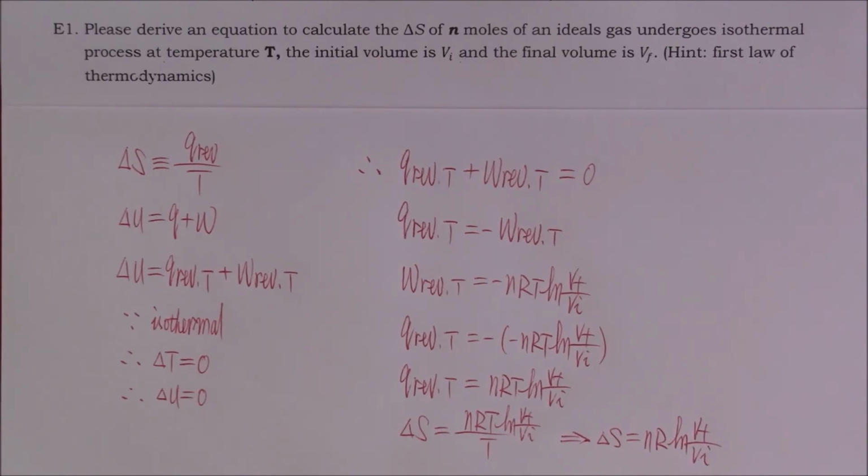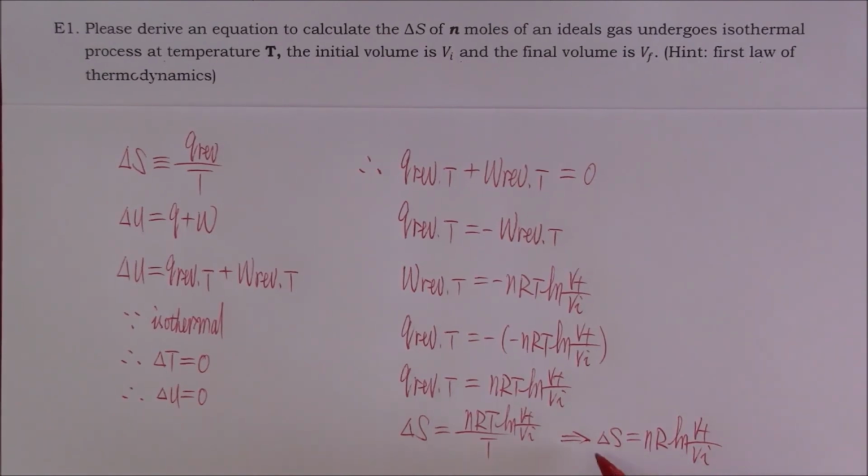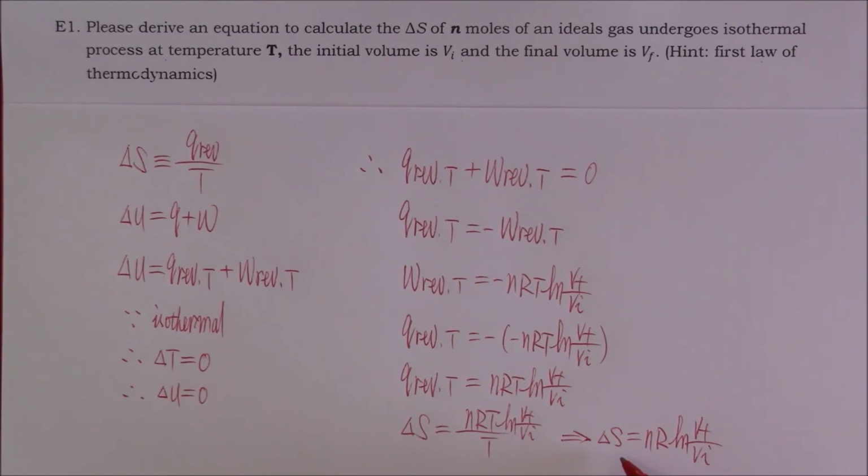Yes. When the volume of a gas increases, the final volume is larger than the initial volume. Therefore, the ratio between Vf and Vi is larger than 1. So, the natural log of Vf over Vi is positive. Therefore, delta S is positive because both n and R are positive. If delta S is positive, the entropy of the final state is larger than the entropy of the initial state.